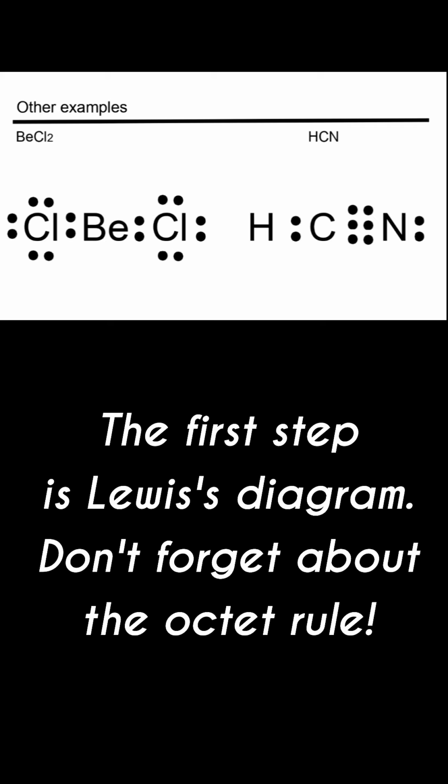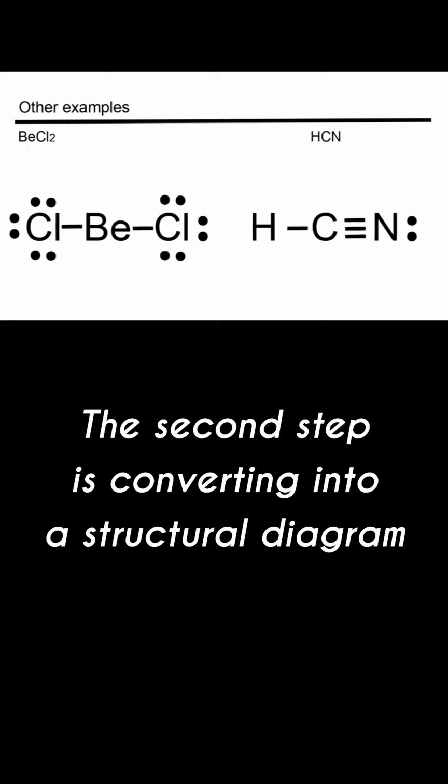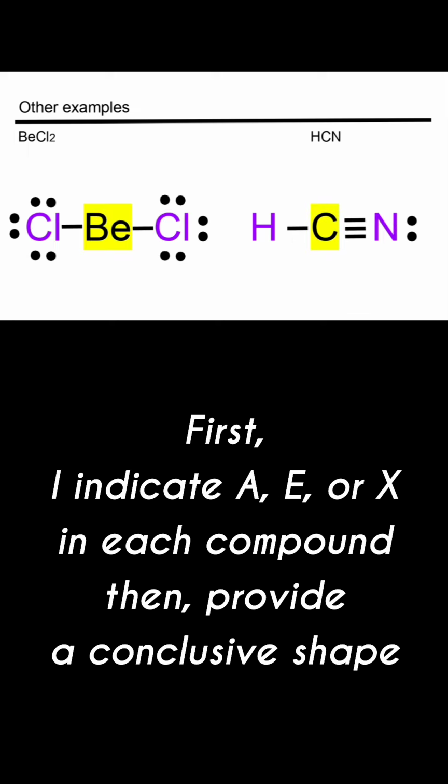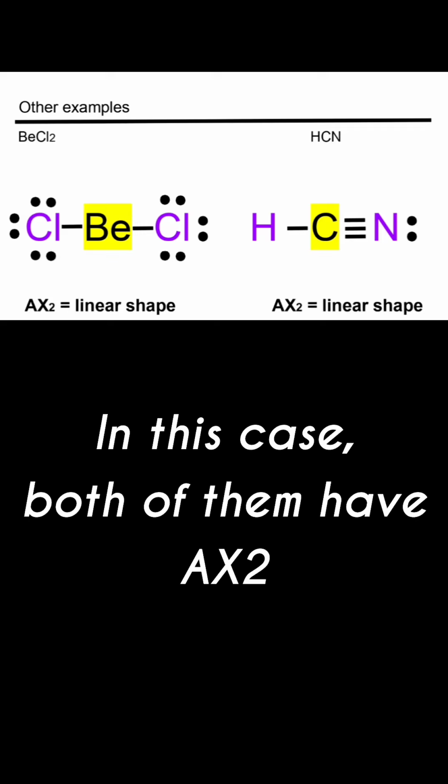So let's recap using the other examples. First step is Lewis dot diagram. Don't forget about the octet rule. Second step is converting into structural diagram. Third step, I indicate A, E, or X in each compound and provide a conclusive shape. In this case, both of them have AX2.